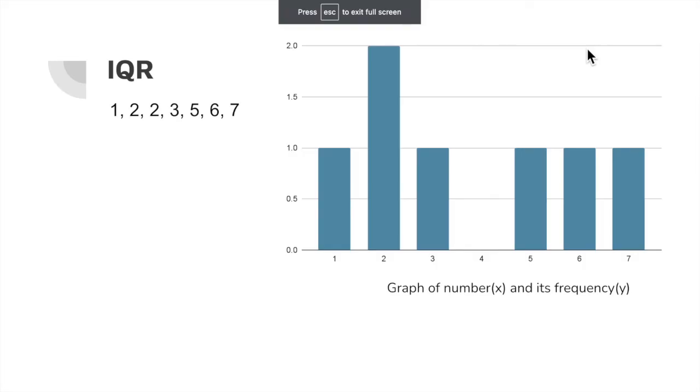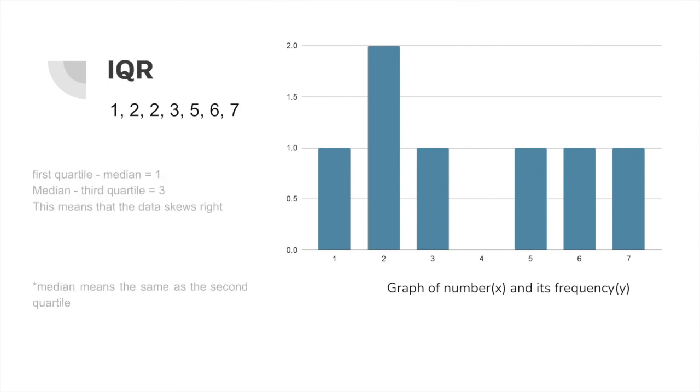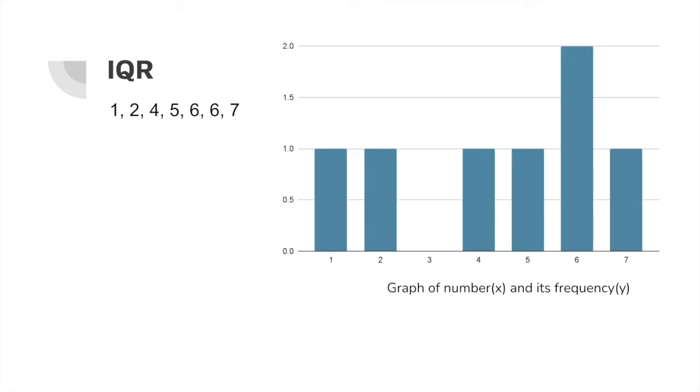Take for example the following data points, 1, 2, 2, 3, 5, 6, 7. The difference between the first quartile and the median is 1, and the difference between the median and the third quartile is 3. This shows us that the dataset skews to the right. In another dataset, 1, 2, 4, 5, 6, 6, 7, the difference between the first quartile and the median is 3, while the difference between the median and the third quartile is 1. This shows us that the dataset skews to the left.